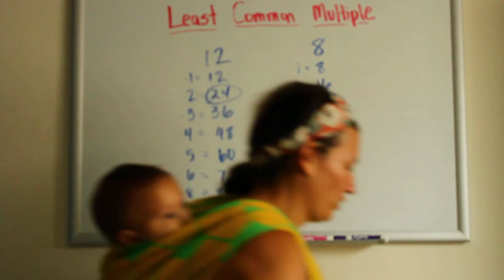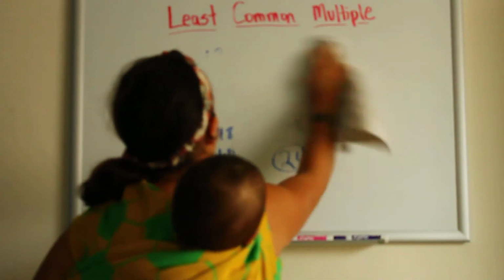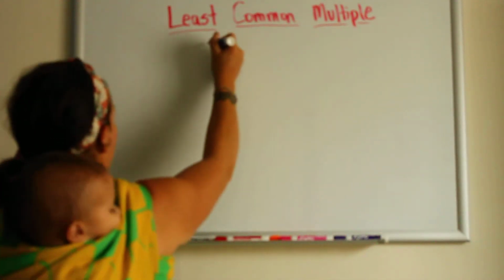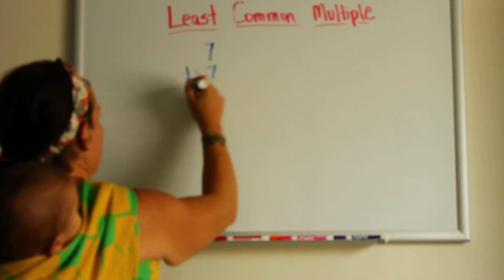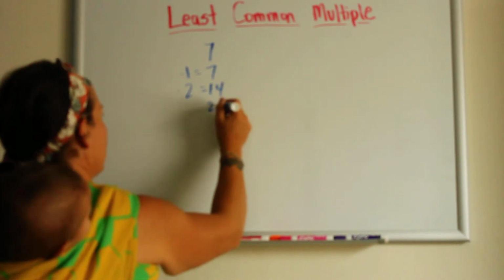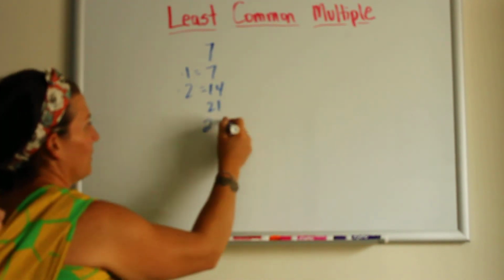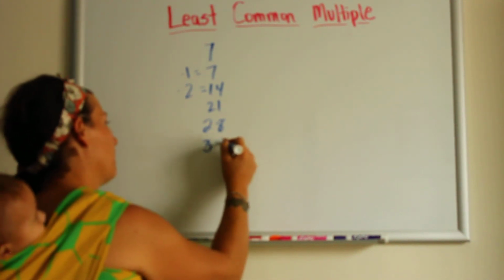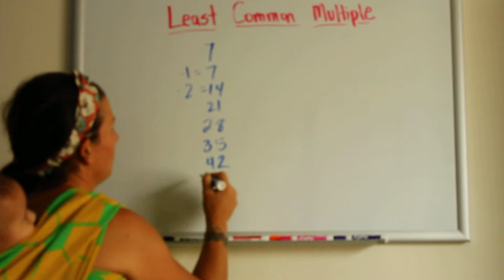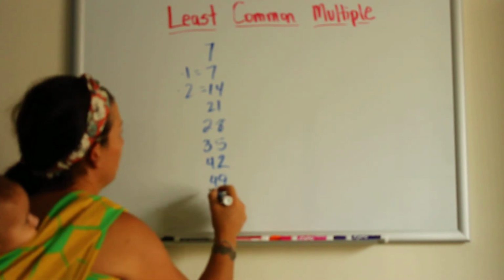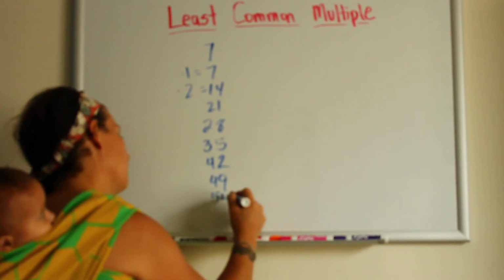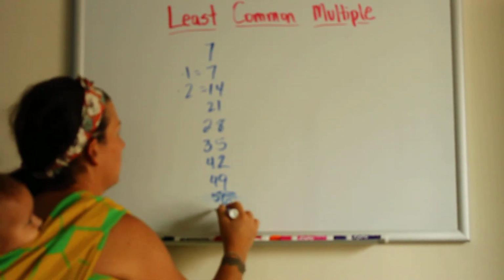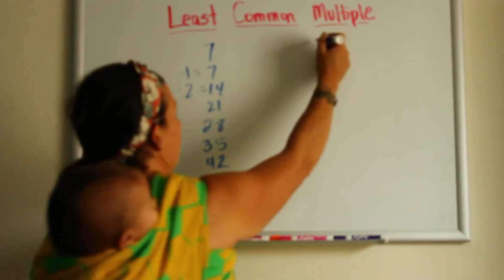One last example just for good measure. This time we're going to look at 7 and 9. So I'll start with 7. 7 times 1 is 7, times 2 is 14, then we get 21, 28, 35, 42, 49, 56, and 63. Now we look at 9.